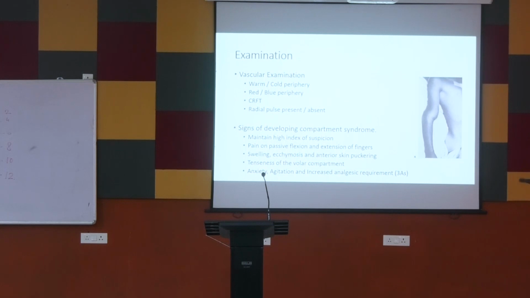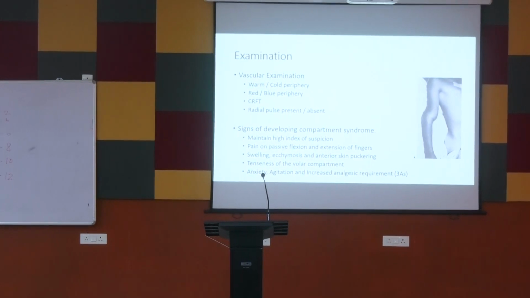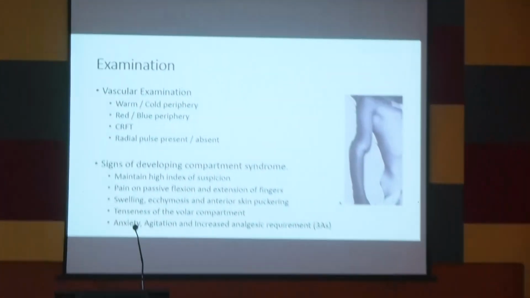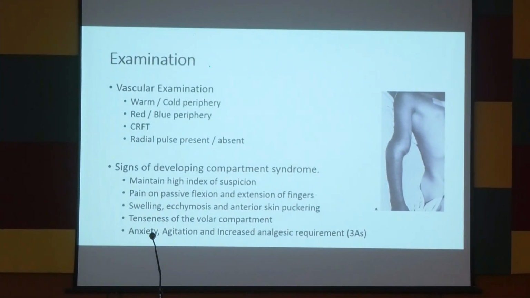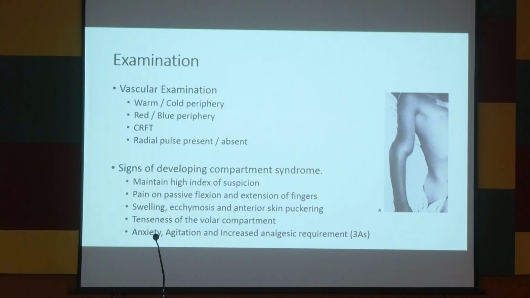So vascular examination is most important. Whenever you are suspecting a supracondylar fracture, you have to palpate the radial pulse. You have to check the capillary refill. You have to see the nail bed. On pressing, it is turning white, how fast it is becoming red. That is the important thing.